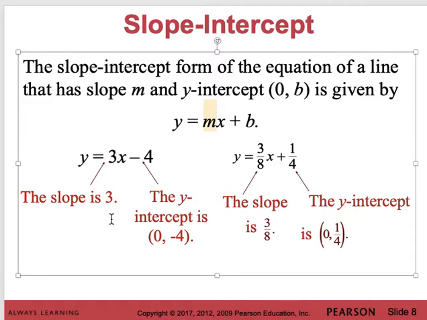Rise 3 over 1. In this case, the slope is 3/8. So up 3 over 8, up 3 over 8. Rise over run. B in this equation form is where the line crosses the y-axis, the y-intercept. So the line goes through the y-axis at positive 1/4. On this equation, the line crosses through the y-axis at -4.